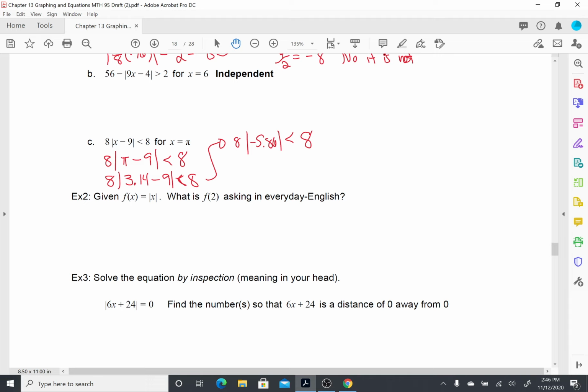Now, if we were to take the absolute value, we would get 8 times 5.86. Is that smaller than 8? It's not looking good. And we'll get 46.88 is smaller than 8. So no, it's not a solution.